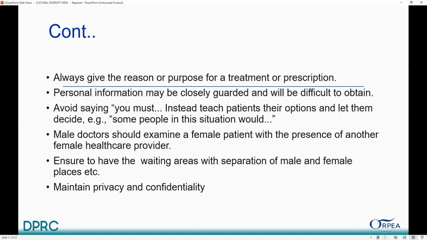Male doctors should examine a female patient with the presence of another female healthcare provider. Ensure waiting areas have separate places for females and males, etc. Maintain privacy and confidentiality.